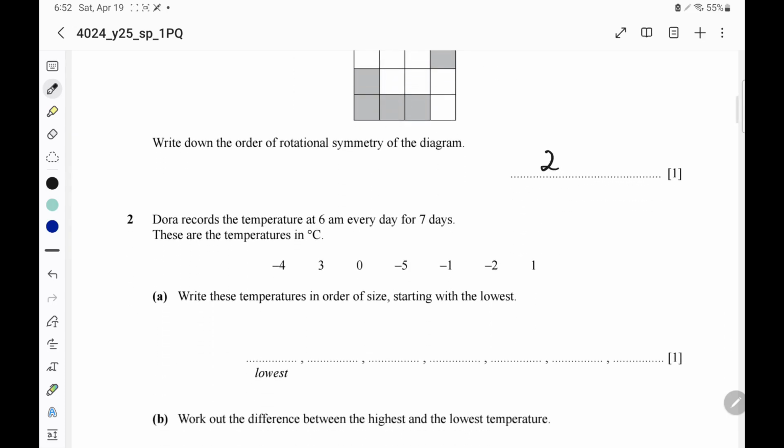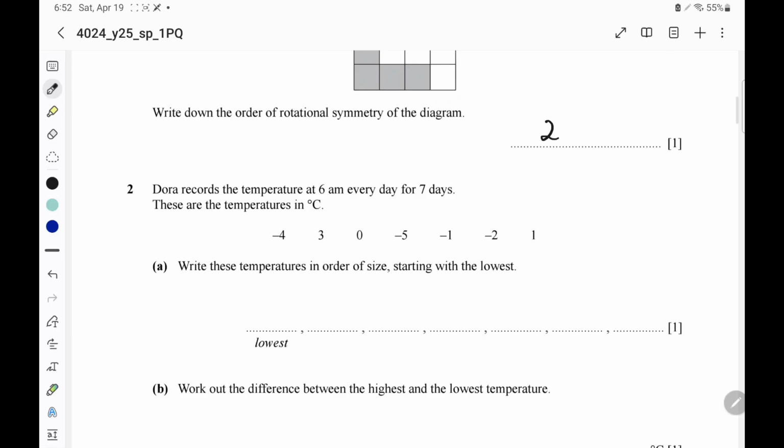Okay. Question number 2. Dora records the temperature at 6 a.m. every day for 7 days. These are the temperatures in centigrade: -4, 3, -5, -1, -2, 0 and 1. Write down these temperatures in order of size, starting with the lowest.